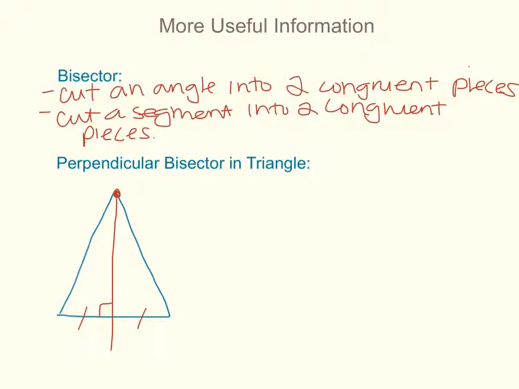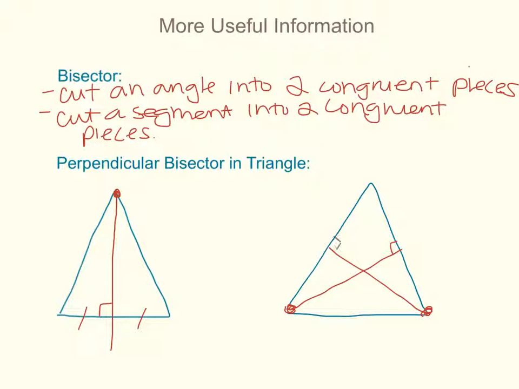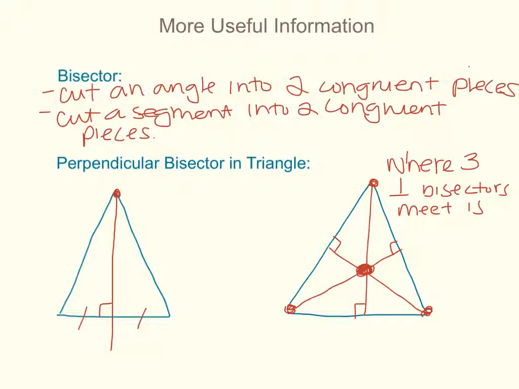Now, if we think about this in terms of all three vertices, I can have a perpendicular bisector from each vertex to the opposite side. And this spot right here where they meet is called the circumcenter. So where three perpendicular bisectors meet is called the circumcenter.